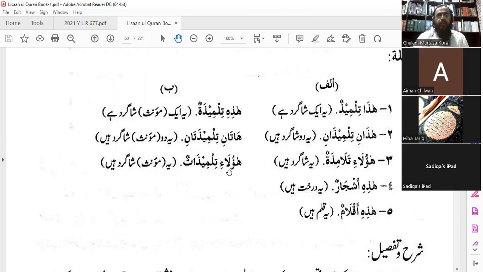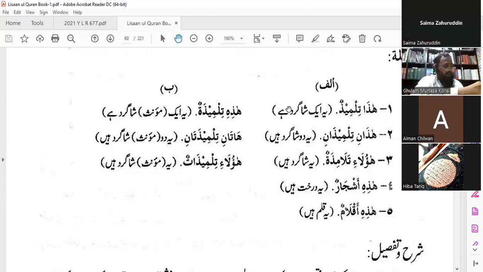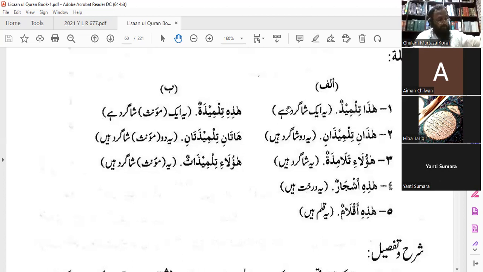Okay. Another thing, if there is هذا and after that a noun that comes, like هذا التلميذ or هذه التلميذة. Okay, now question from Sister Yanti, then what does it become? It becomes only mubtada. Only mubtada. Okay, so it needs khabar. Very good.